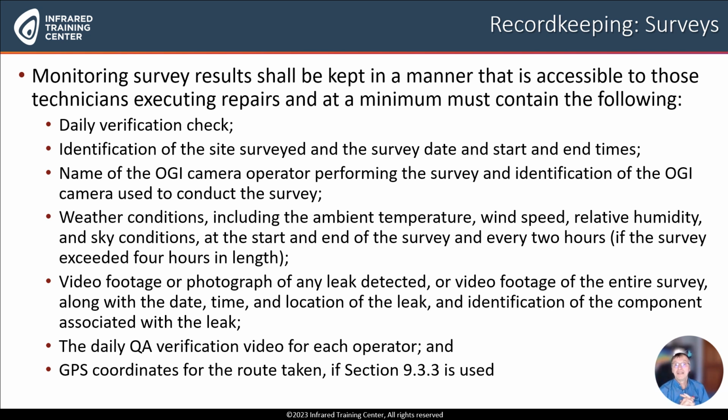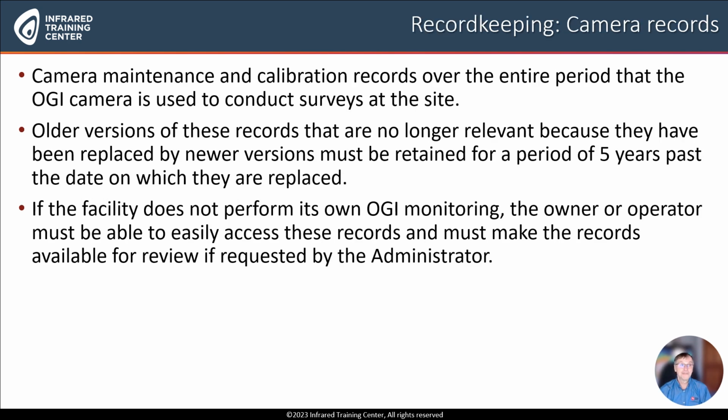Identification of the site surveyed and the survey date and start and end times, camera operator, weather conditions, video footage or photograph of any leak detected, daily QA verification videos, and the GPS coordinates for the route taken, or at least the GPS coordinates of the site. Okay. Again, what they're talking about for the route taken would be using that GPS tracing, which is available in many infrared cameras. Camera records, maintain calibration records. If you are going to calibrate your camera for temperature, identify that.